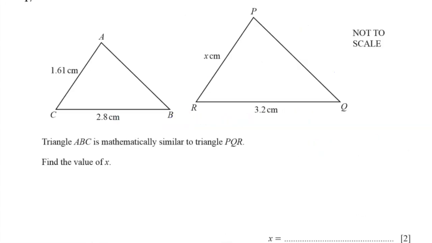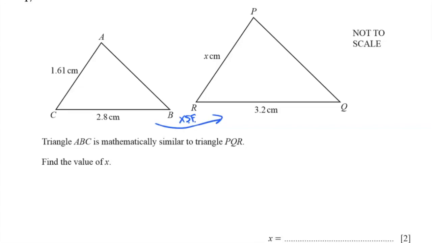Okay, these two triangles are mathematically similar, which means there's a scale factor which you can multiply the lengths of one and you'll get the lengths of the other. Find the value of x. Okay, so the scale factor is, we want to definitely go that way because we multiply 1.61 by something to get x. And that would be multiplied by our scale factor.